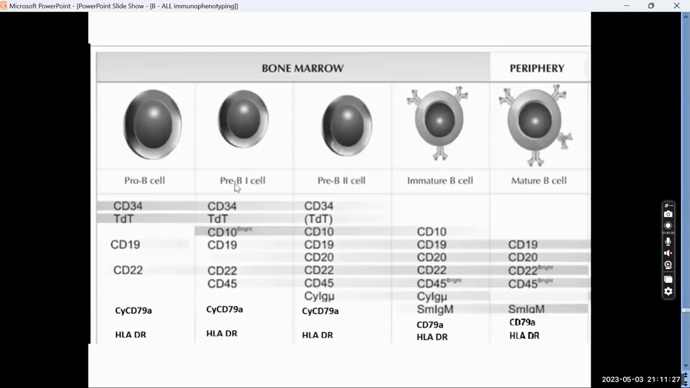Pro B-ALL will be CD34 positive, TdT positive, CD10 negative. That is very important: CD10 negative, CD19 positive, CD22 positive, and so on. The CALLA positive type will be CD10 positive, CD19 positive, and so on. And pre-B-ALL will show cytoplasmic IgM positivity.